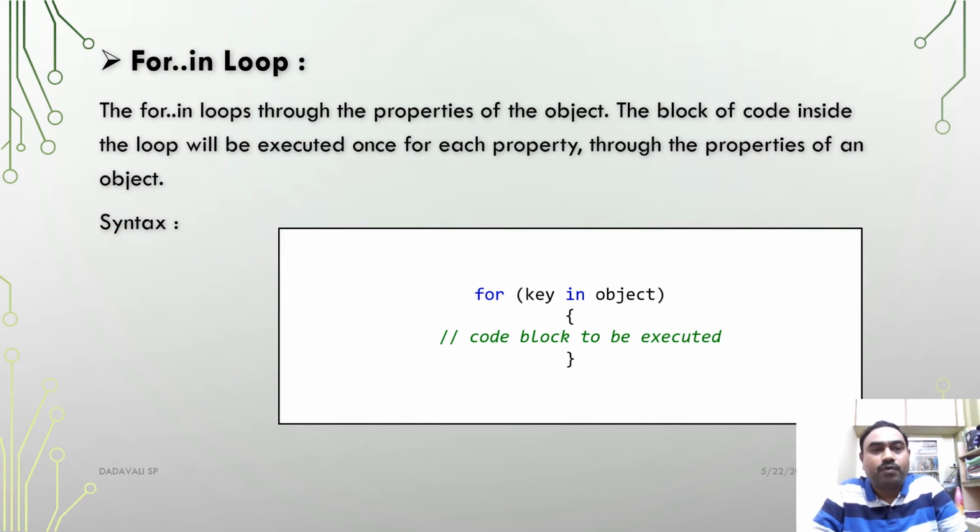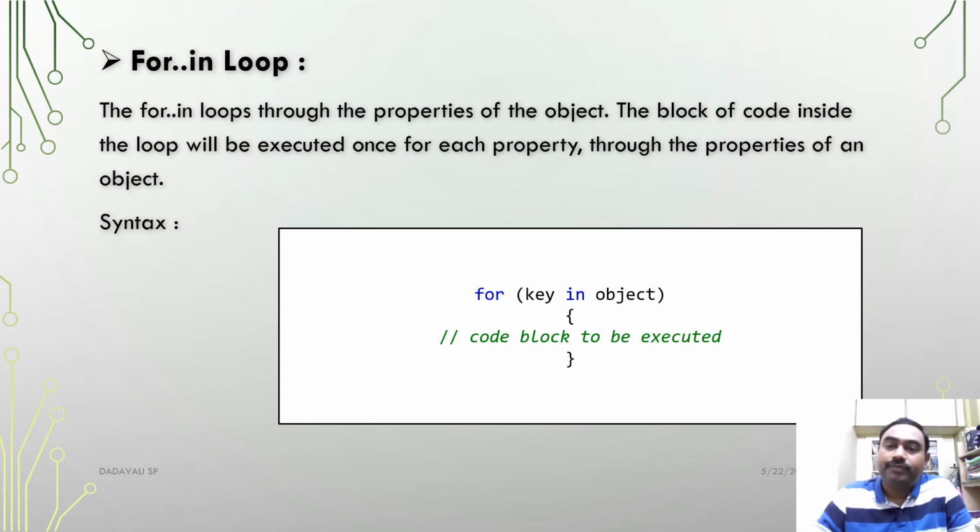Here one very important loop, the for in loop. The for in loop goes through the properties of an object. The block of code inside the loop will be executed once for each property of the object. So follow the syntax here: for, within the parentheses, key in object. For and in are keywords. Next, within the block of statements, the code to be executed.